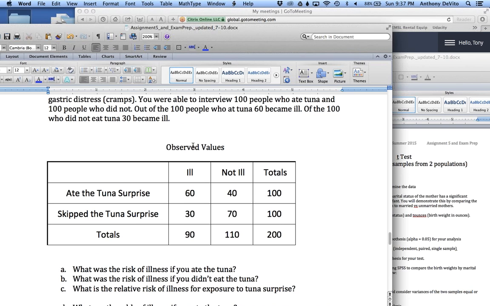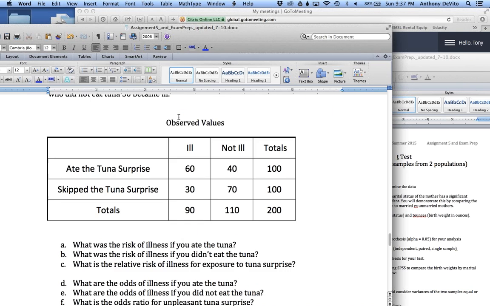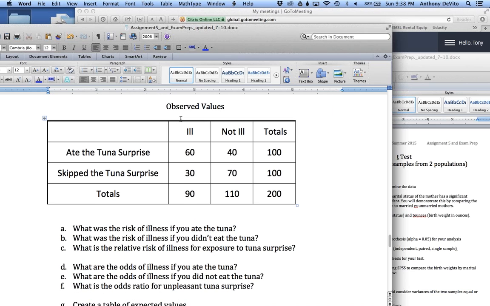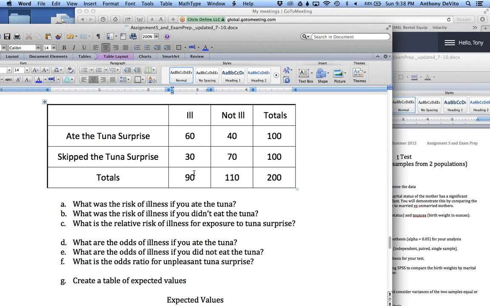So we want to determine, is it likely? Not everybody gets sick with some of this stuff sometimes, right? In other words, some people eat it and some people become sick. Others, maybe they'll eat it and they'll be lucky, or their gastrointestinal systems will tolerate it a little bit better than others. So in this case, out of 100 people who ate the tuna surprise, 60 became ill. And out of 100 people who didn't eat the tuna surprise, 30, a smaller number, became ill.